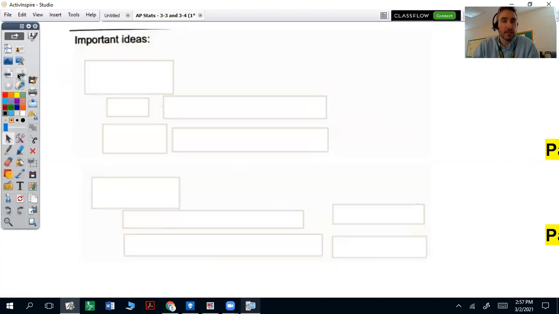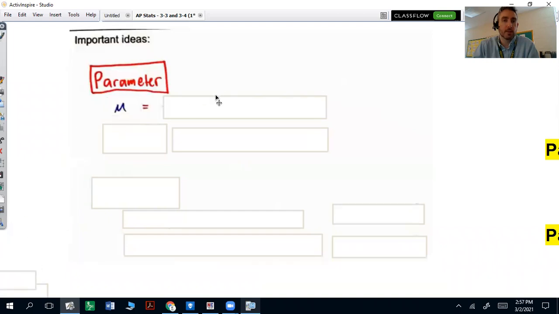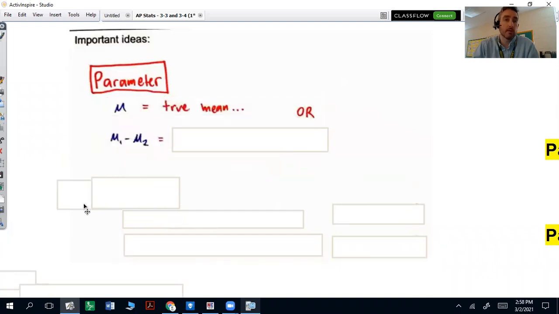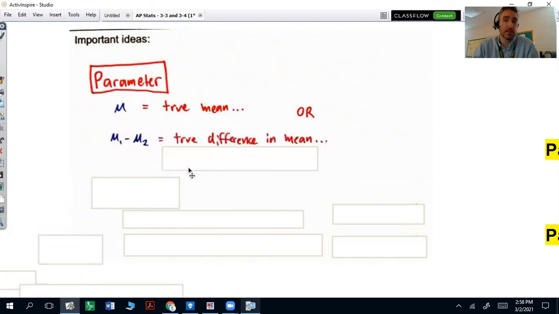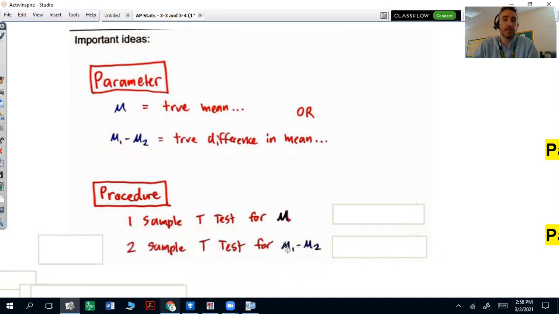Well, that concludes the lesson. Let's summarize the important ideas, and you can try to check understanding on your own. So the important ideas: we have our parameter. Our mu is always going to be the true mean, or the difference in the two mu's is the true difference in the means. Always use context. We have a procedure. It is either a one-sample t-test for mu or a two-sample t-test for the difference in the mu's.